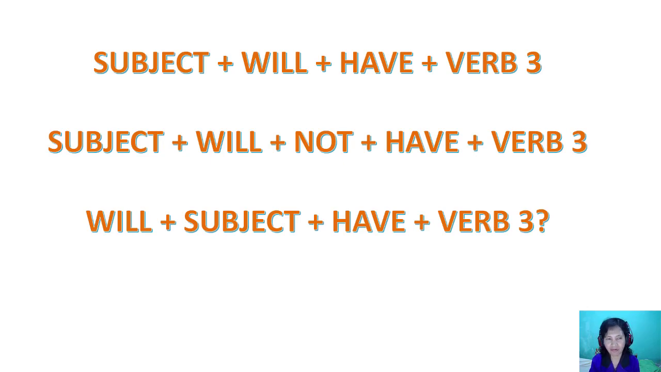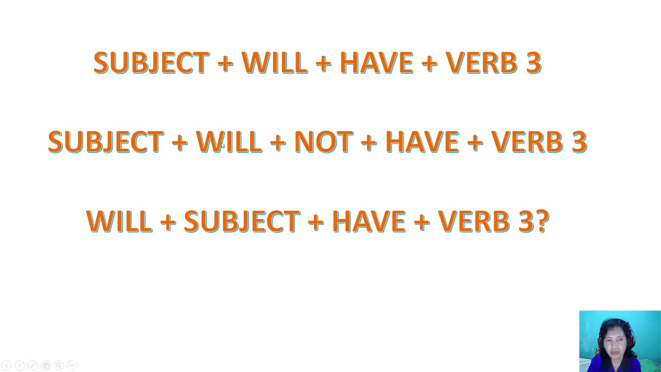The structure of the sentence. Subject will have plus verb 3. Subject will not have verb 3. Some students are still confused about placing not. They are used to putting not after have. It is okay for simple present perfect, but now this is simple future perfect.